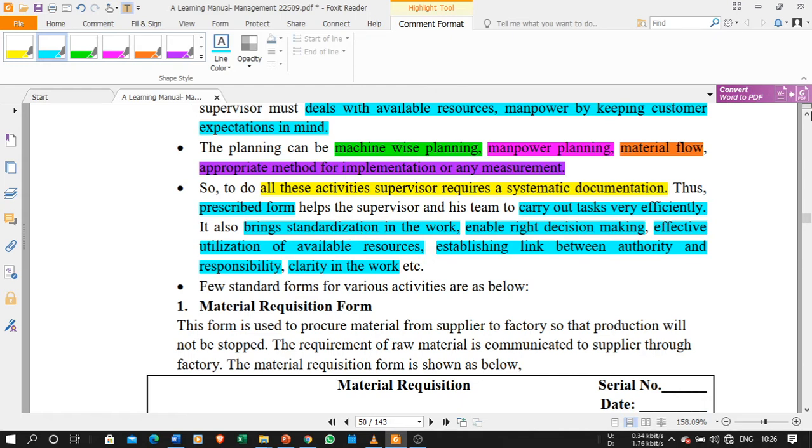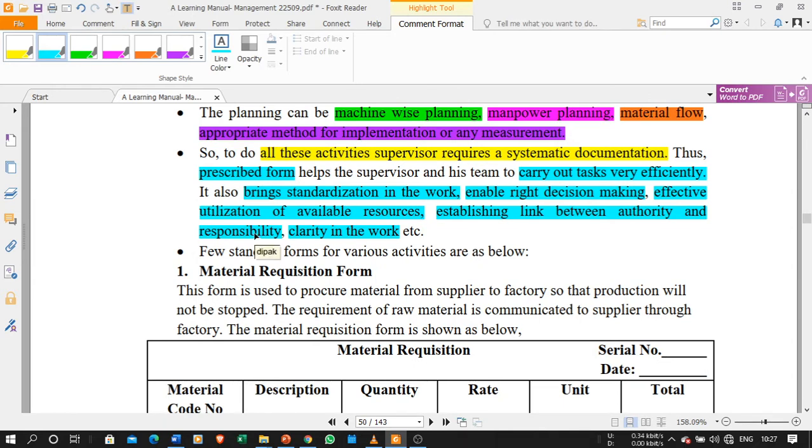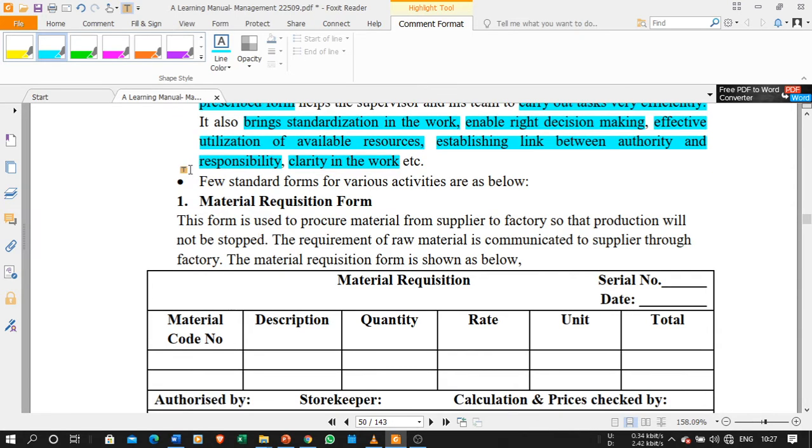Okay, it enables the right decision making. A proper decision is going to be made when you go through these forms. Effective utilization of the available resources, because it tells how much resources are available and how you are going to allocate the resources. So effective utilization of the resources takes place. And it also establishes the link between authority and responsibility. Who is responsible for that and what is the authority of that person, and clarity of the work.